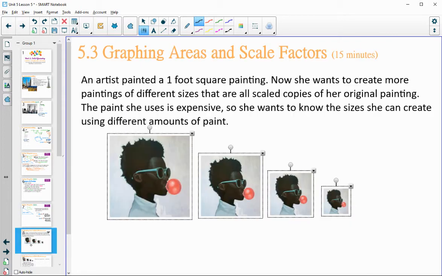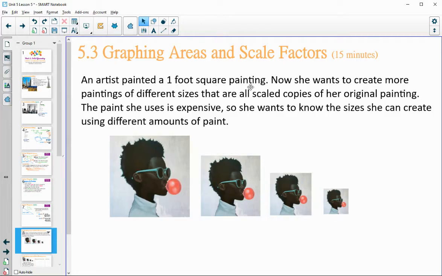All right, then let's take a look at an application. So we've got an artist here who has drawn a 1-foot square painting. Now she wants to create more paintings of different sizes that are all scaled copies of her original. So either larger or smaller than her original. The paint she uses is expensive, so she wants to know the sizes she can create using different amounts of paint.